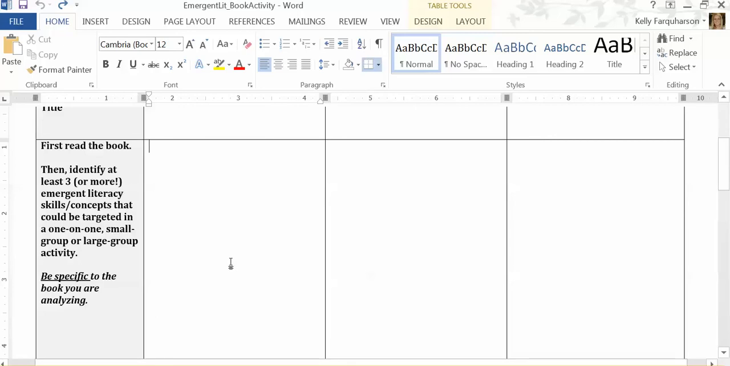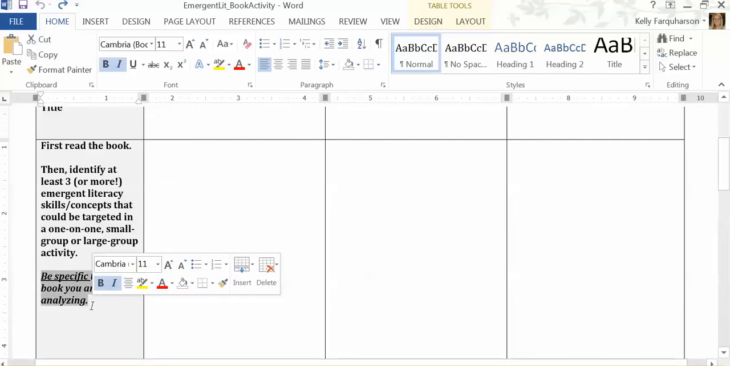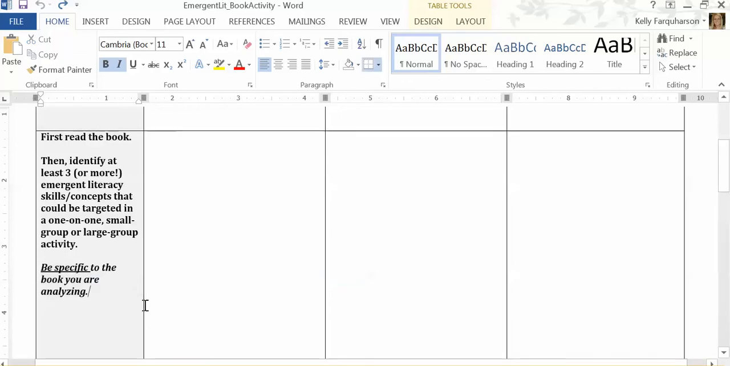They can all be one of those. They can all be large group or all be small group, or you can do one of each. It's entirely up to you. The more important thing is that you post 3 skills that are specific to the book that you're analyzing. So what I'm really looking for here is, beyond just saying you could do print referencing with this book, what about that book makes print referencing interesting? Is it different fonts? Is it different locations? Beyond print referencing, how can you be specific to that book?